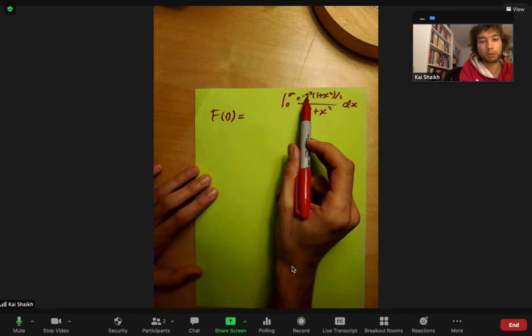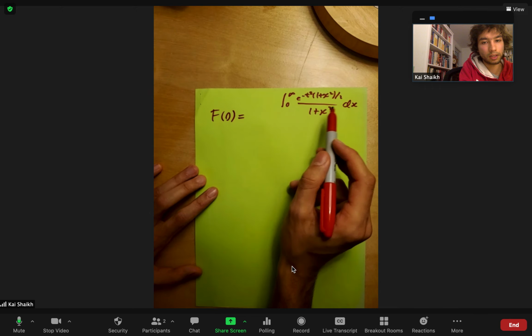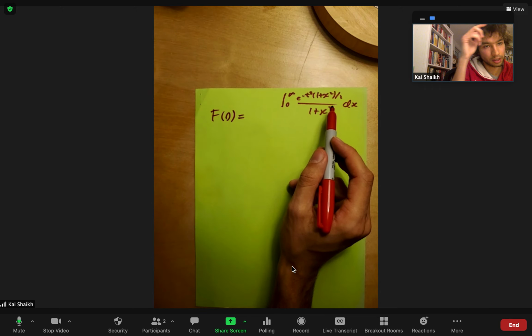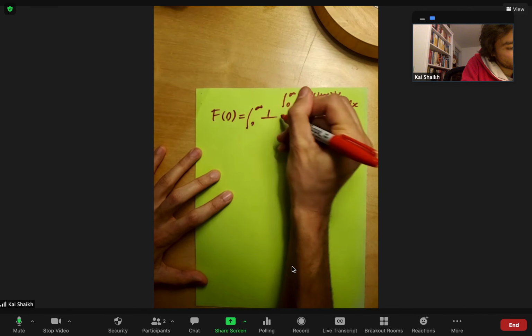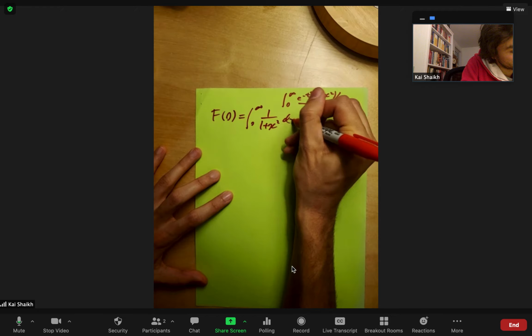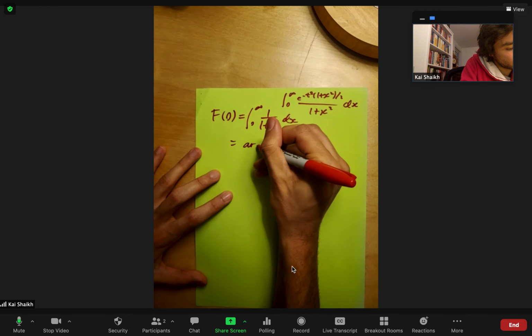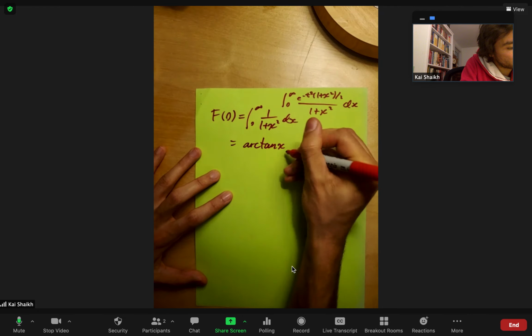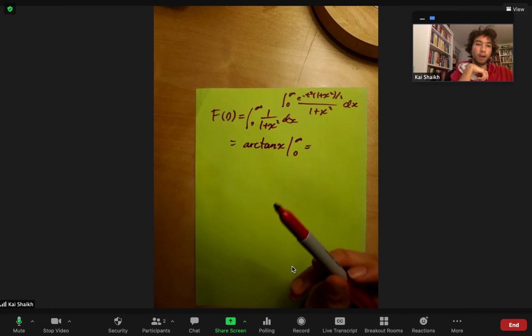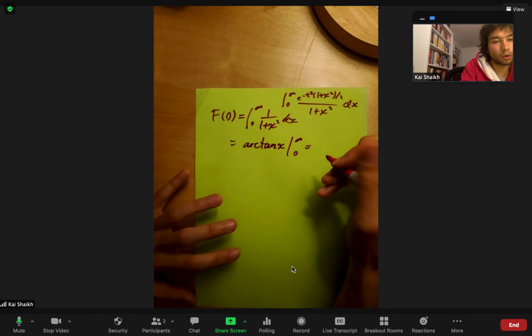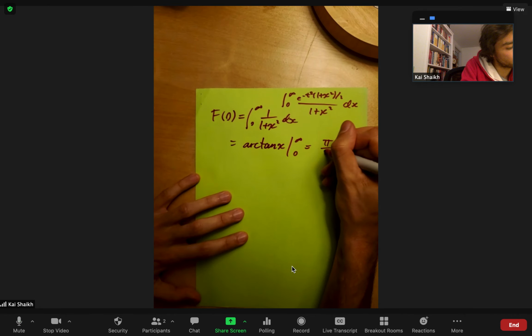When we plug in t equals 0, this e term is just going to go to 1 because the exponent is 0. So we just have the integral from 0 to infinity of 1 over 1 plus x squared dx. This is arctan of x from 0 to infinity. And arctan of infinity is pi over 2, and arctan of 0 is 0, so this is just pi over 2.